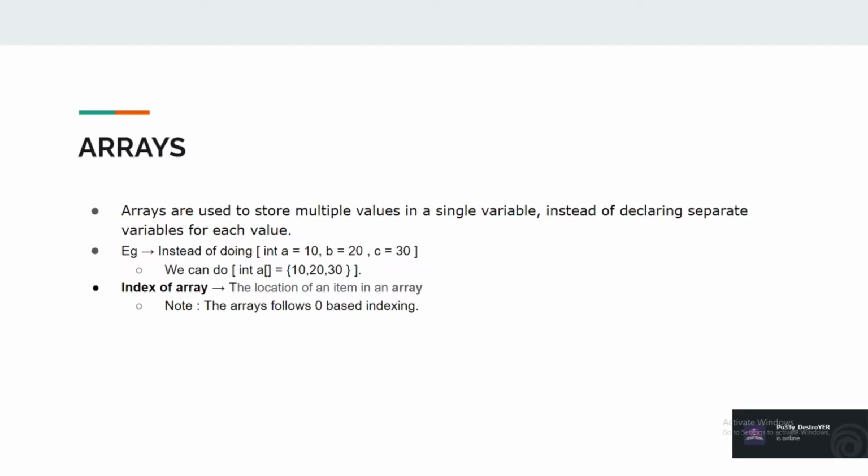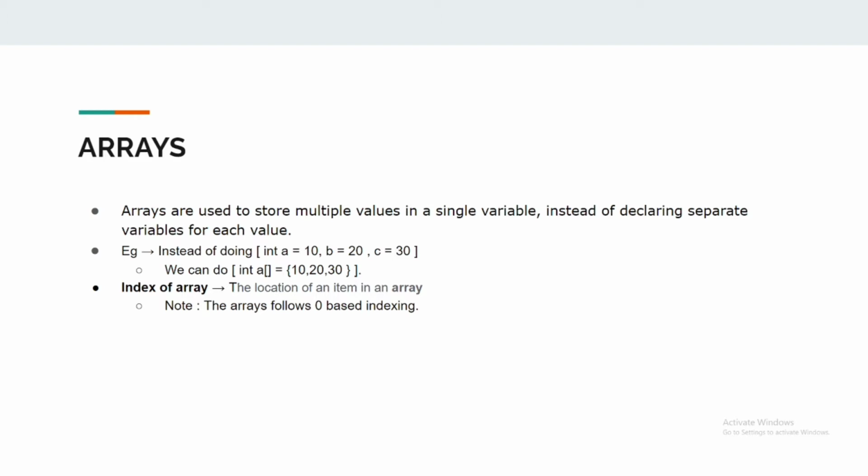What is an array? Arrays are used to store multiple values in a single variable instead of declaring separate variables for each value. Let's say you have three values: 10, 20 and 30. You can easily store them in three different variables, like A can have the value 10, B can have the value 20, and C can have the value 30.